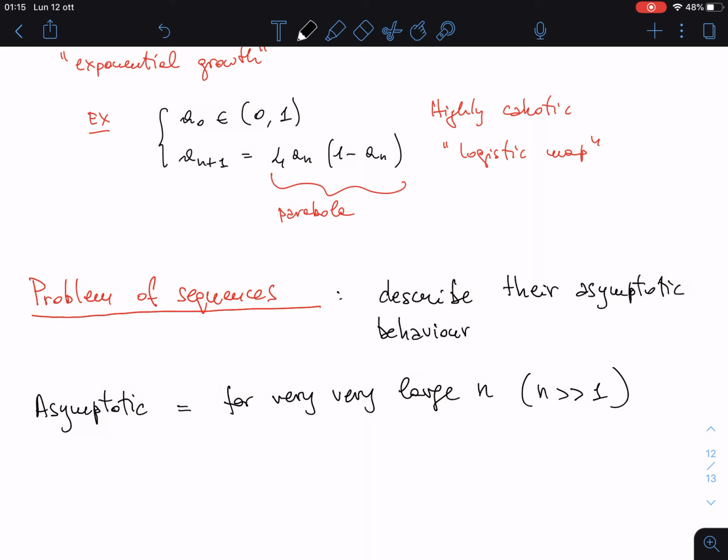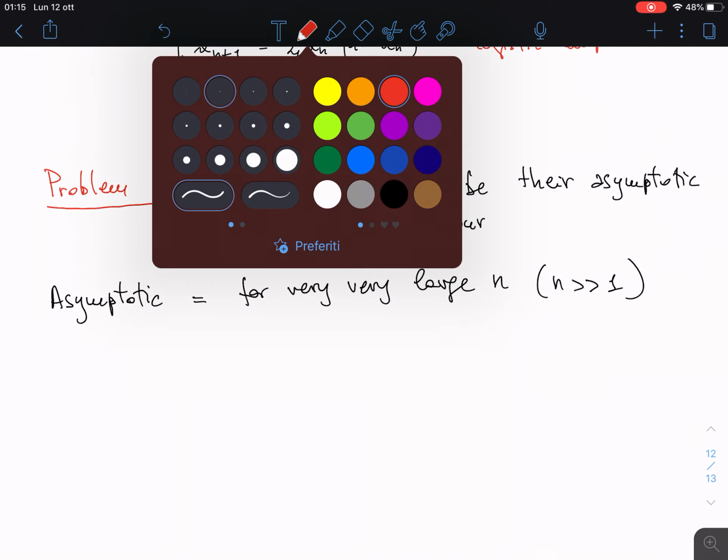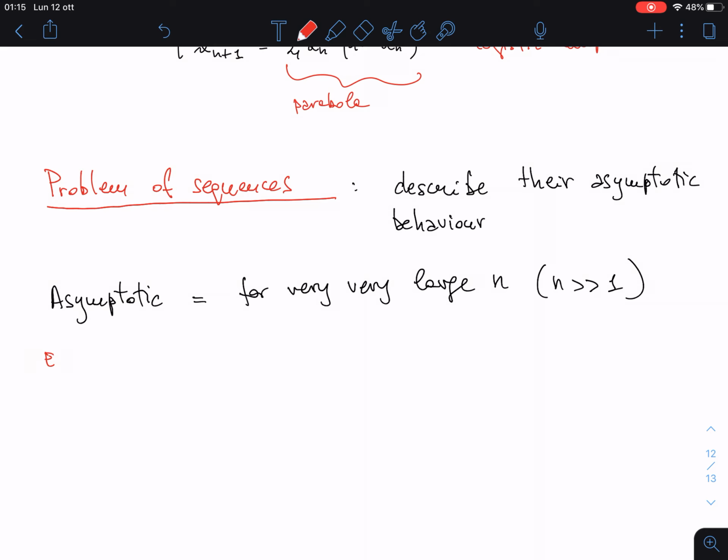So in general, we will not be interested in a_0, a_1, and not even a_1 billion. But what happens, we will say, for n that goes to infinity. I will make this concept clearer and rigorously defined in the mathematical sense. But first, let me propose some examples.